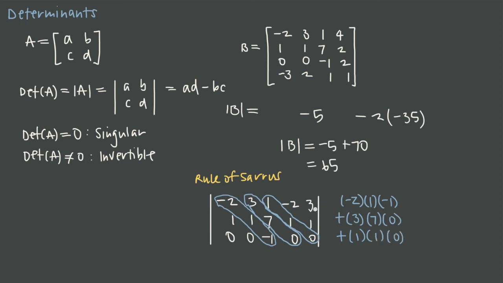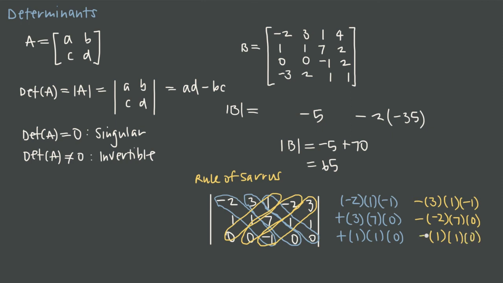Then we work the other way, starting in the upper right-hand corner with this 3, and we take our diagonals the other way. So we say this diagonal here with the 3, 1, -1, and then we take -2, 7, and 0, and then we take 1, 1, and 0. And just like these values, we multiply those, but this time we're going to subtract them. So we'll take the 3, 1, -1, but we're going to subtract that out of the result. We take our -2, our 7, and our 0, and subtract that out. And we take our 1, 1, 0, and subtract that out.